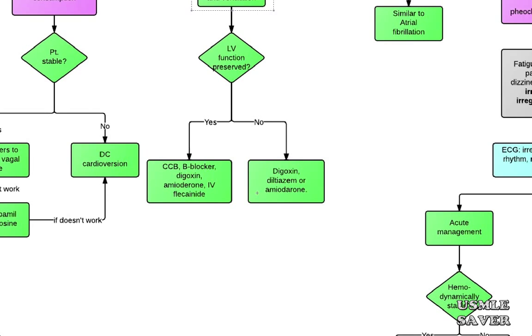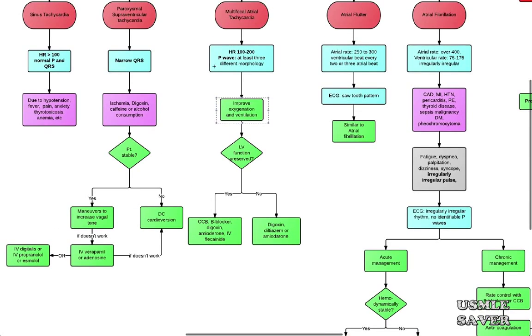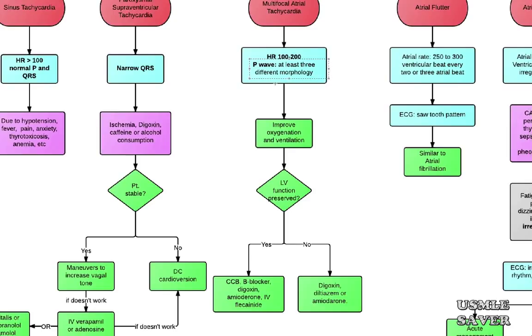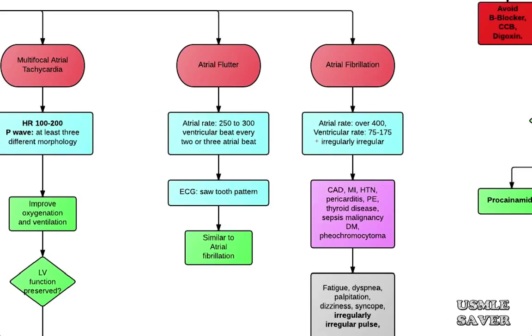So for multifocal atrial tachycardia, the main thing is at least 3 different P waves, and all these patients have respiratory disease. Let's move to atrial flutter. We will do atrial flutter and atrial fibrillation together since you want to know the main differences between these two. In flutter, atrial rate is 250 to 300 and ventricular beat is every 2 to 3 atrial beats. In AFib, atrial rate is over 400 and ventricular rate is about 75 to 175.